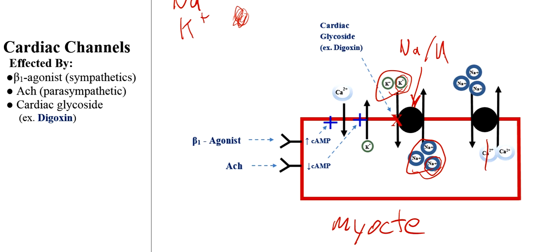Let me just give you a few numbers here. Blood sodium is going to be 135 to 145 milliequivalents per liter, whereas blood potassium is going to be 3.5 to 5.2. That's inside the blood, so the cell is going to be the exact opposite of that. You're going to have high potassium and low sodium.